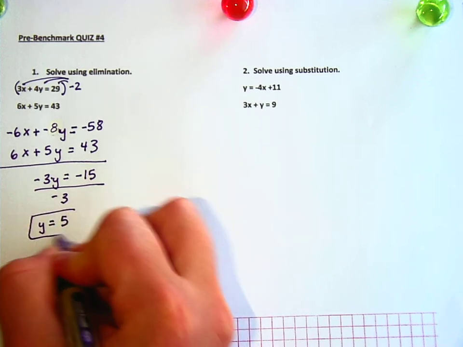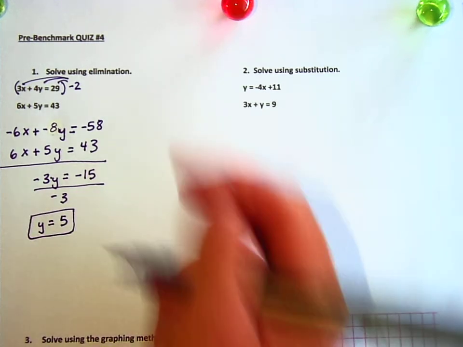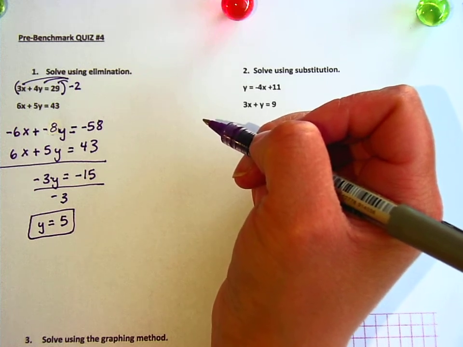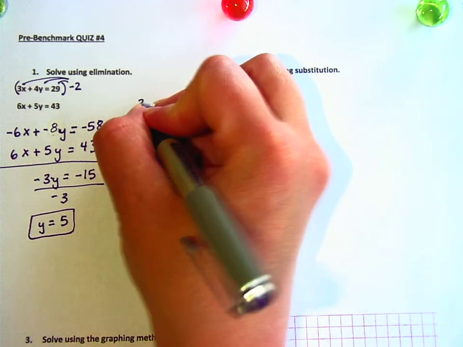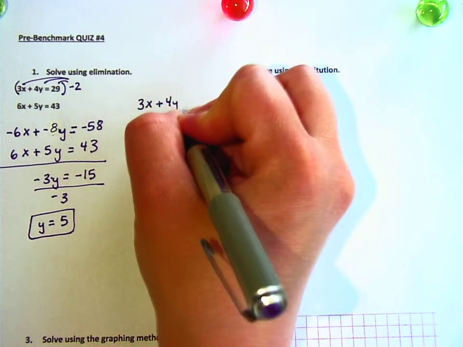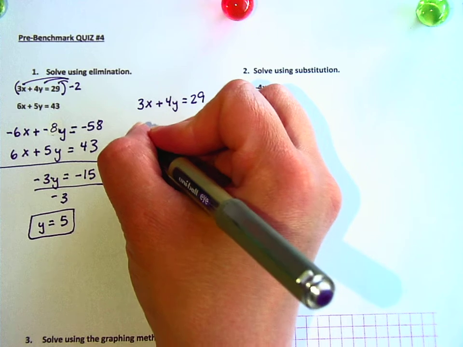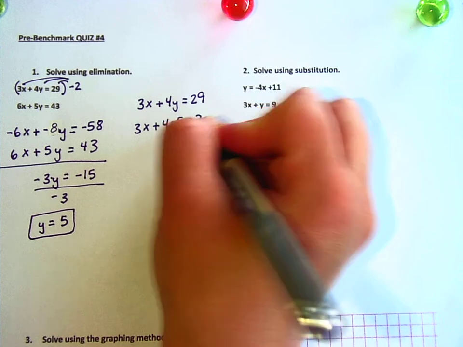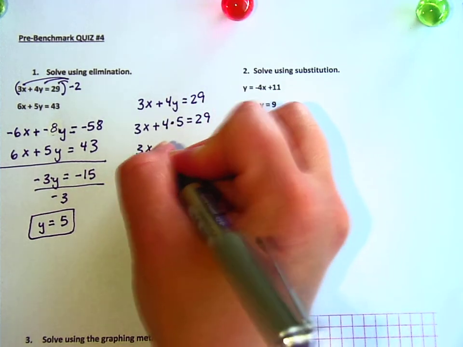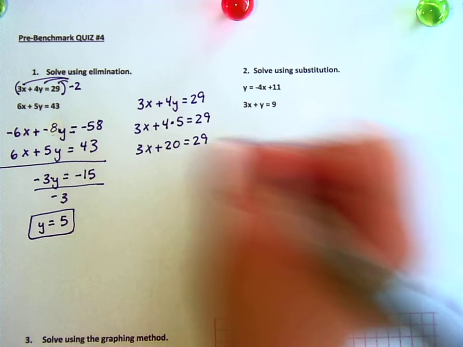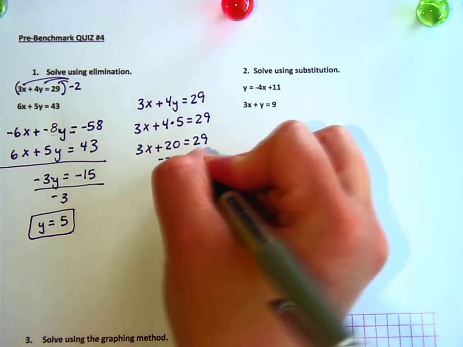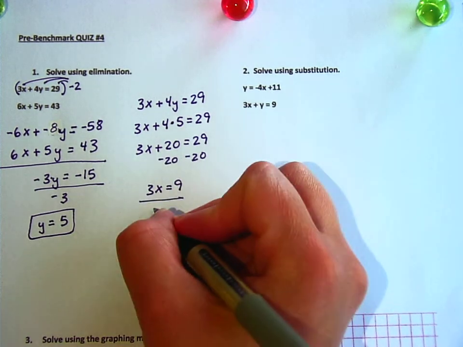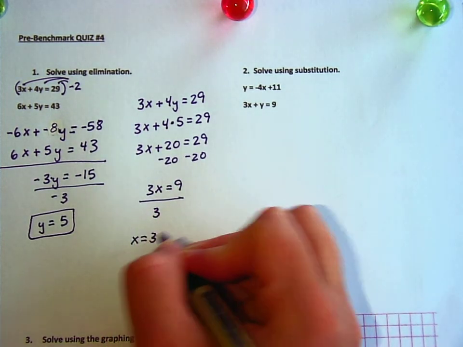So now I've got y equals 5. But I still need to get x, so I've got to go back to one of these 2 equations and plug in 5 for y. So let's try the top one. It was 3x plus 4y equals 29. So if I plug in 5 for y, that's 3x plus 4 times 5 equals 29, which is 3x plus 20 equals 29. And then I'm going to subtract 20 from both sides, so I get 3x equals 9. And then divide by 3 on both sides, and I get x equals 3.